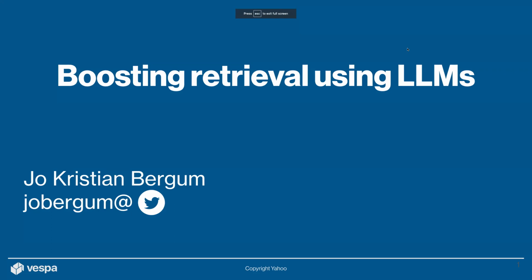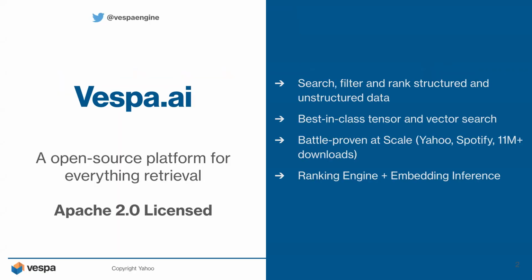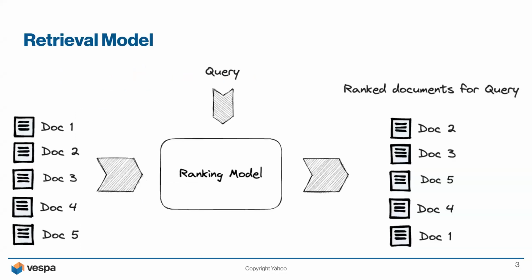Yeah, so I'll quickly talk about boosting retrieval and using large language models to generate synthetic questions. So I'm Jo Bergum, and I work on the Vespa team, which is an open source platform for everything retrieval. Open source, Apache 2.0 license. You can search, filter, embedding, tensor search, use at scale, Yahoo, Spotify. We just crossed 11 million downloads. Yeah, so that's quickly about Vespa.